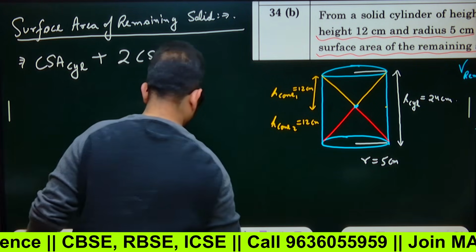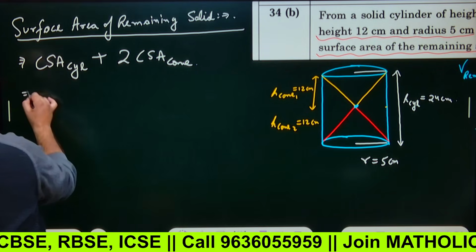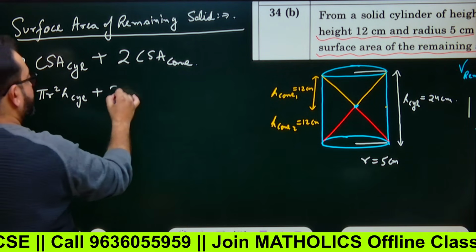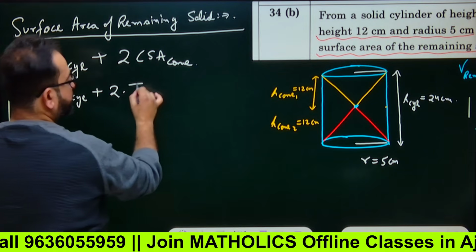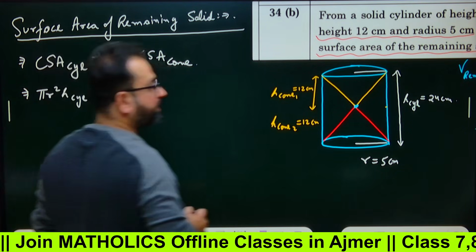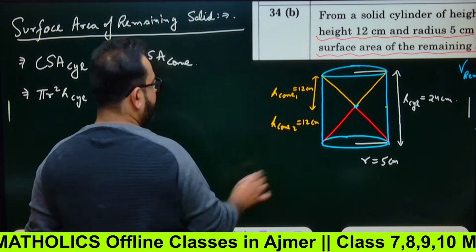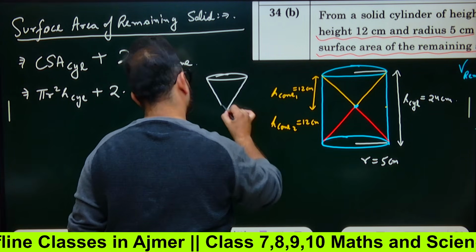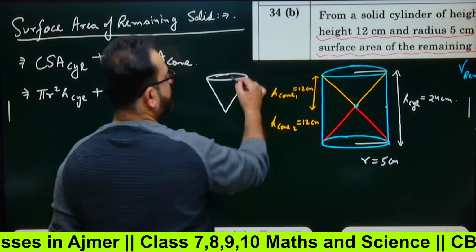Got this point? Yes. So curved surface area of cylinder, pi r square, height of cylinder, plus twice into curved surface area of cone. It is pi r l. Pi r l. Now how to find l? I'm taking this cone out. Let's say this is the cone. Okay. I'm taking this cone out of here.